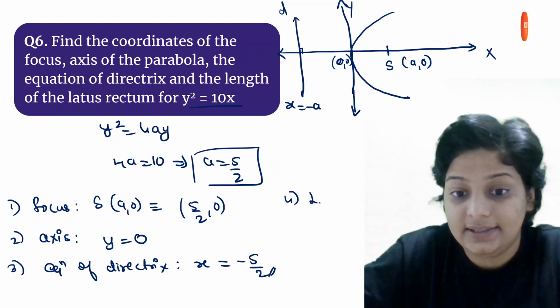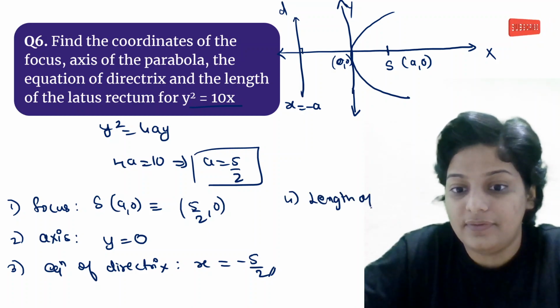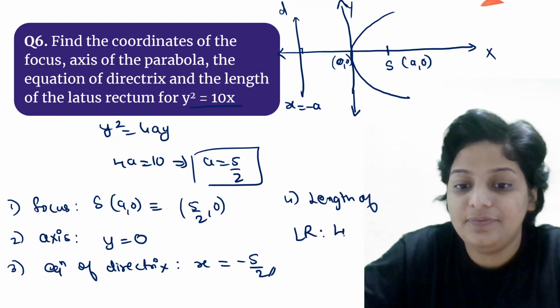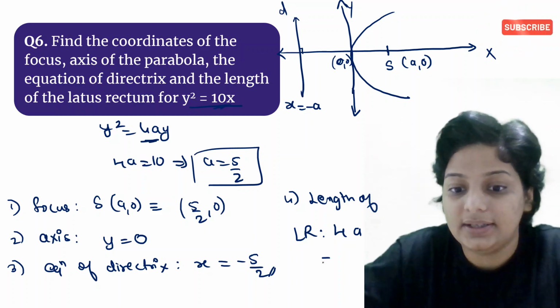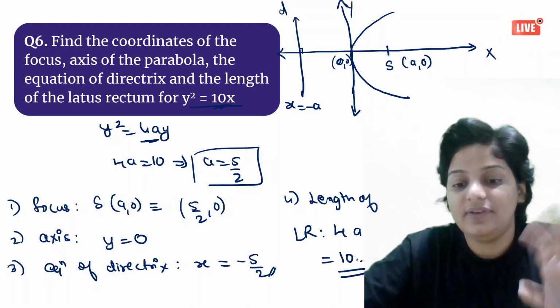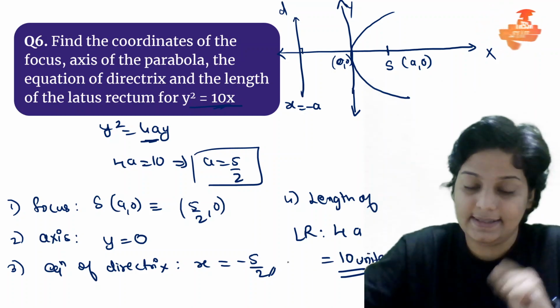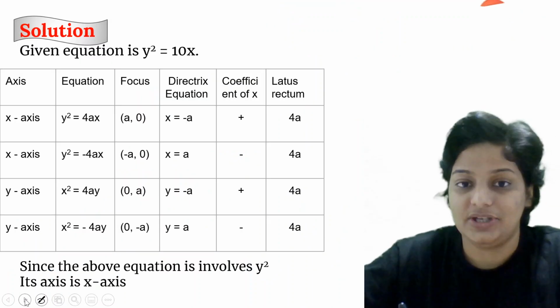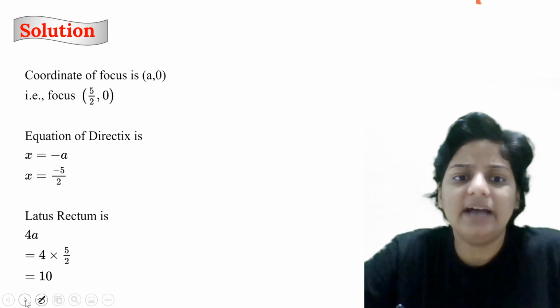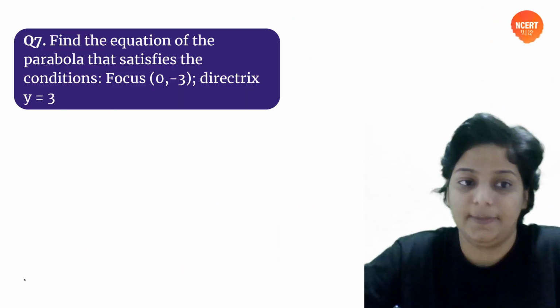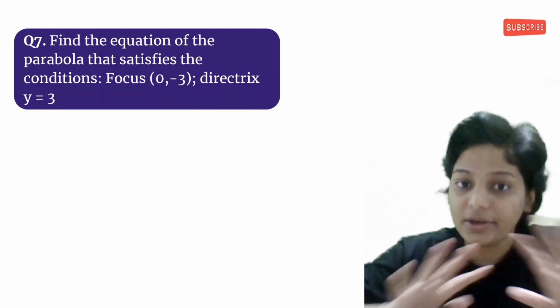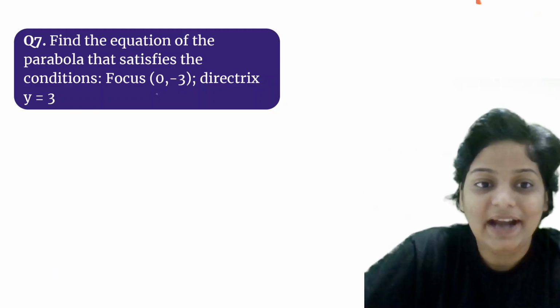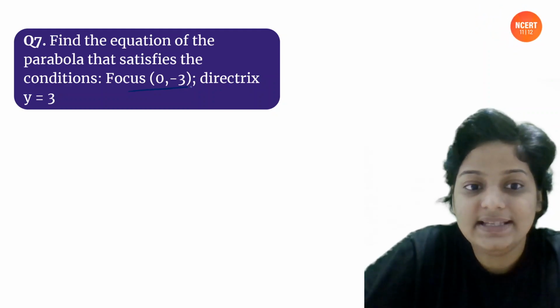Length of latus rectum, length of LR is 4a. Just compare this 4a with this. You get 10. So length of latus rectum is 10 units. That's how we solve such questions, guys. Just compare it. Table याद रहे, formula याद रहे, तो कुछ भी नहीं है. We just need to remember the formulas. Nothing else.